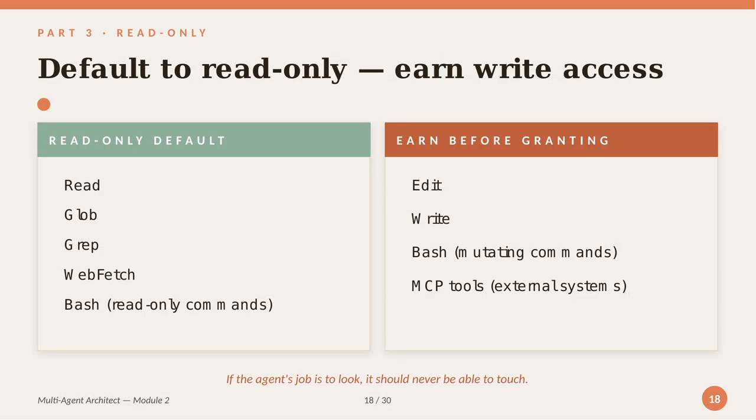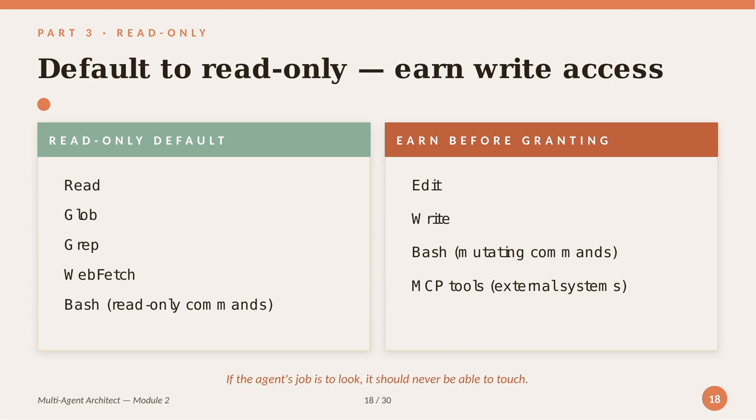Here's the rule that simplifies tool selection. Default to read-only. Earn write access. The read-only set: five tools that nearly every subagent can have without much risk. Read for opening files. Glob for finding them by pattern. Grep for searching within them. WebFetch for pulling in external context, although this is the borderline case. And bash, but only the read-only commands like ls, cat, grep, head, tail. If your agent's job is to look at things and report back, this is your set.